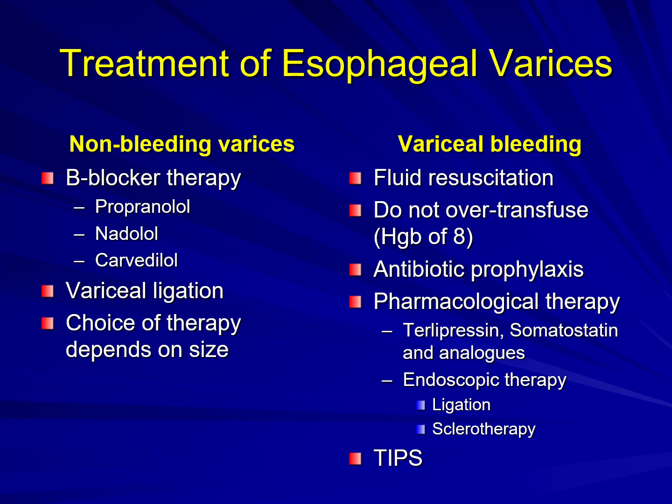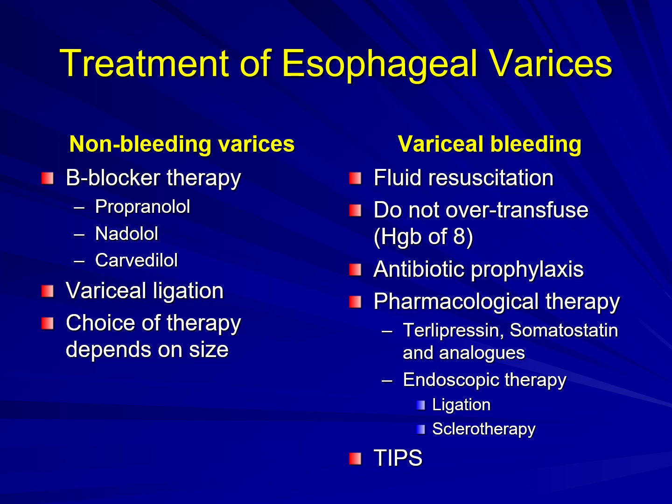So what is the treatment of esophageal varices? If they are not bleeding, we do give beta blocker therapy like propranolol, nadolol, carvedilol that will decrease the pressure within the varices, mainly decreases portal hypertension. But if the patient cannot tolerate these medications, especially if the varices are large, we can perform variceal ligation, which is placement of a rubber band around the varix.